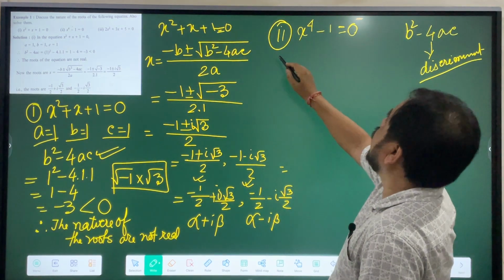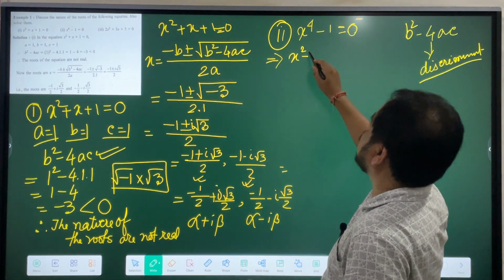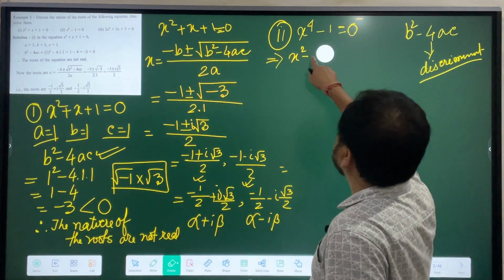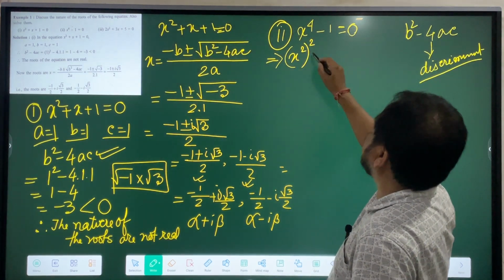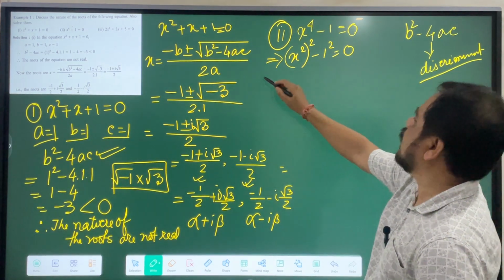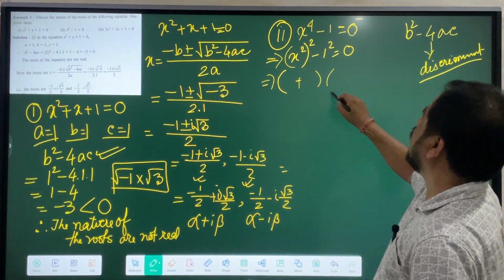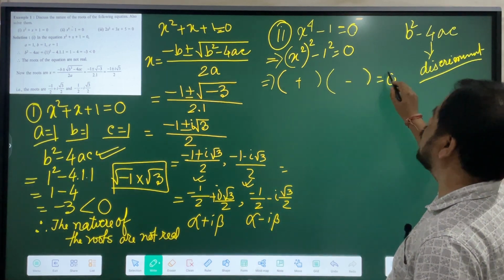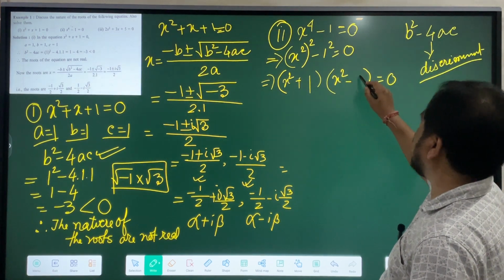Let us do this one with the help of factorization. You are familiar with factorization. This one we can write this way. I hope you understand. x square is square. Now the a square minus b square formula: a plus b, a minus b equals 0. First we get a plus b, then a minus b.